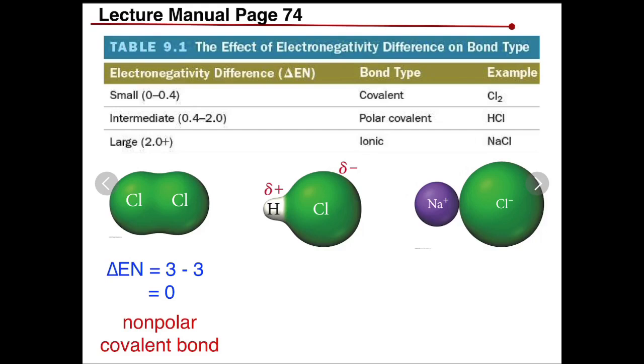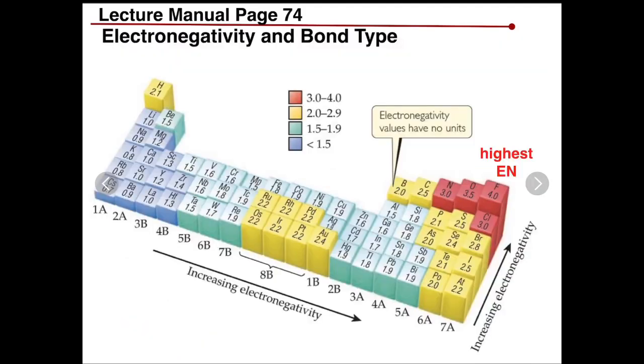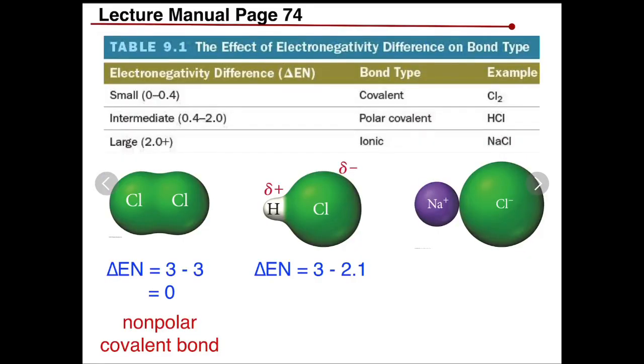However, if you have hydrogen and chlorine, you are going to see the difference in EN value: hydrogen is 2.1, chlorine is 3. So it's going to be 3 minus 2.1. Note that the value I'm talking about here has to be an absolute value. If you use 2.1 minus 3, that's negative 0.9, but it has to be the absolute value. If you do this, you will see that the difference for the bond between hydrogen and chlorine comes out to be 0.9.